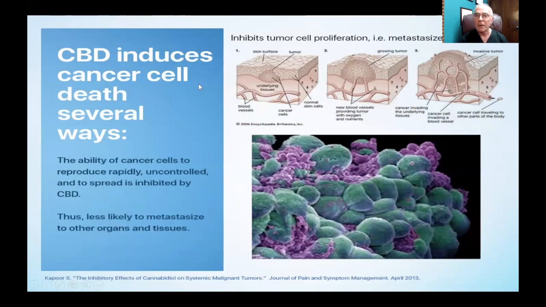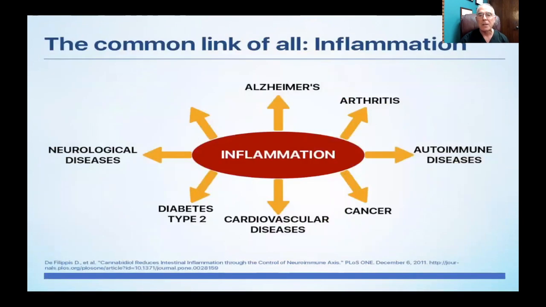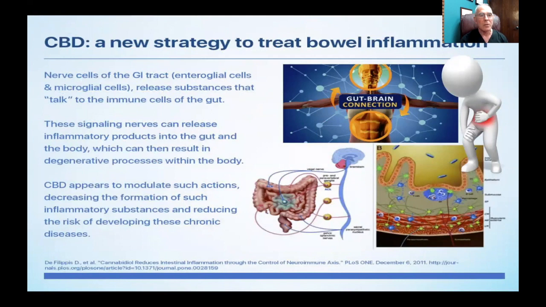Then the third method is to inhibit tumor cell proliferation. So we all know that if you let a cancer go too long, it metastasizes. In other words, it proliferates so much that pretty soon it goes out of the initial organ and metastasizes to other spots. Well, if you take CBD, it's less likely that you're going to have metastasis. CBD tends to inhibit this, and studies have shown that to be true.